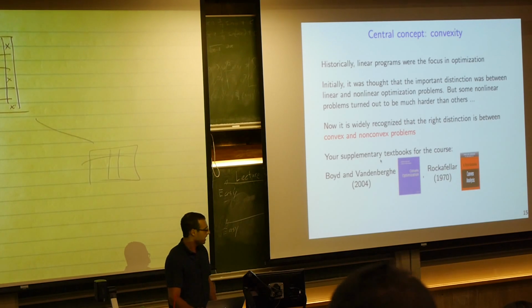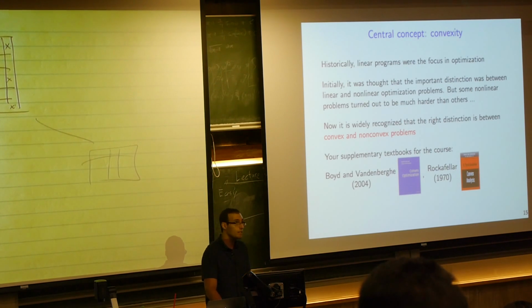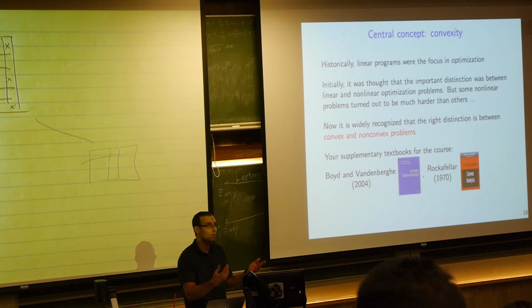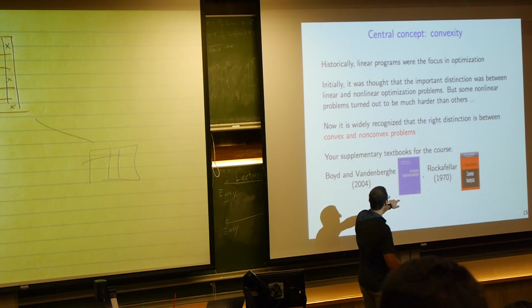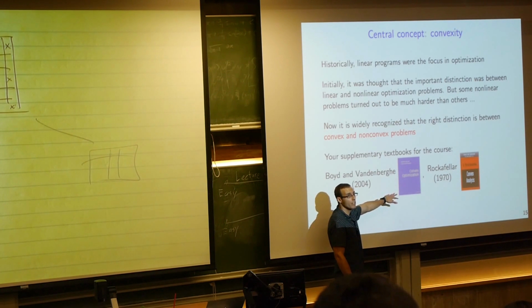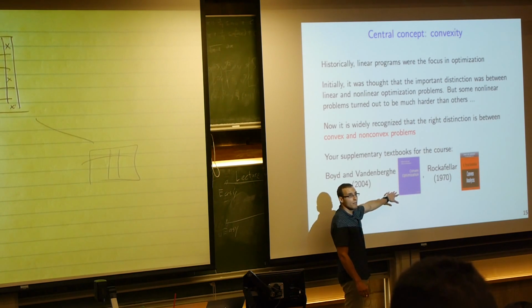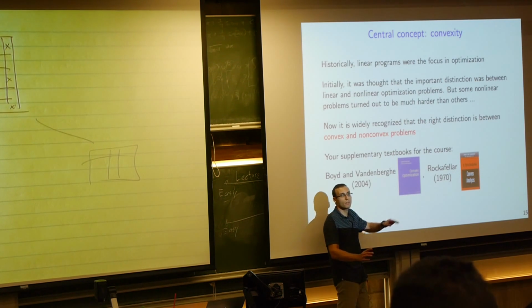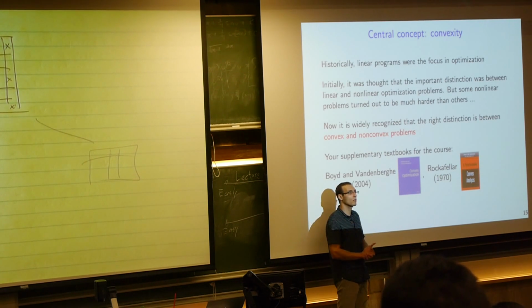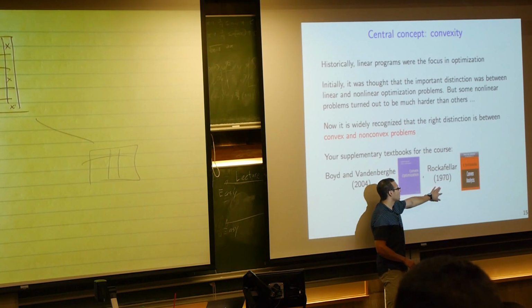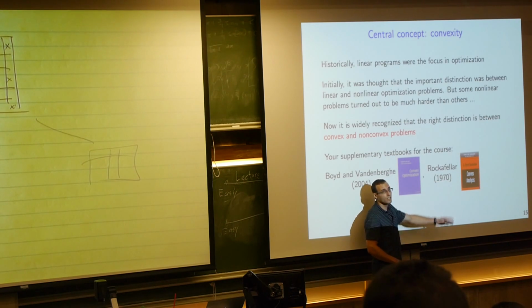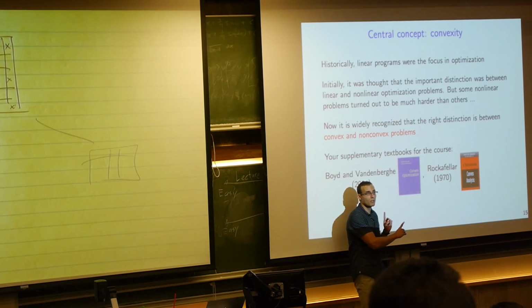There are two supplementary textbooks for the course. The lectures are self-contained, so you don't need to get any other references, but there are some you can rely on if you find them helpful. I think this is a really great book, the Boyd and Vandenberghe book, Convex Optimization. It's freely available online. And some of the examples that are not to do with statistics and machine learning I'll draw from this book because it's a more pure optimization treatment. I also really like this book by Rockafellar. It's called Convex Analysis. These two books could not be more different.